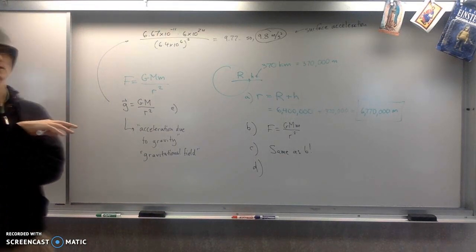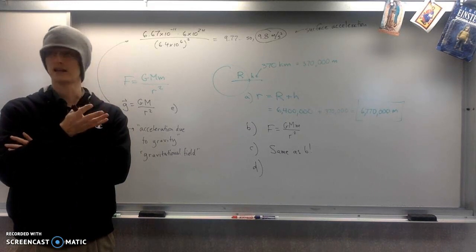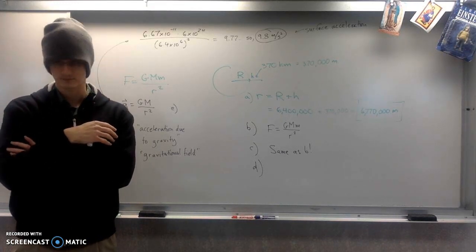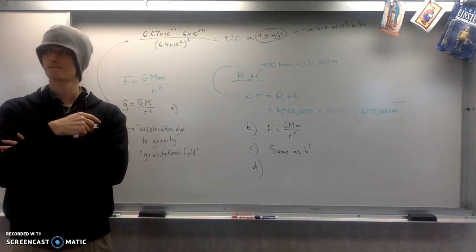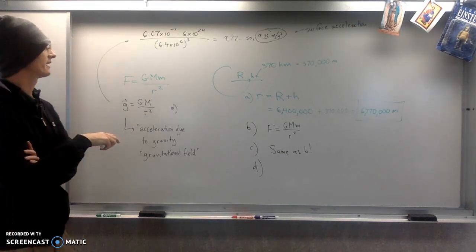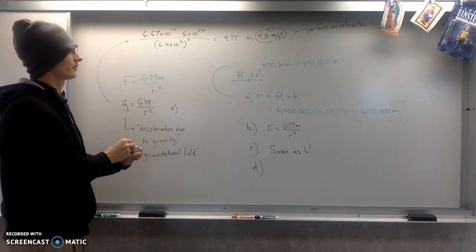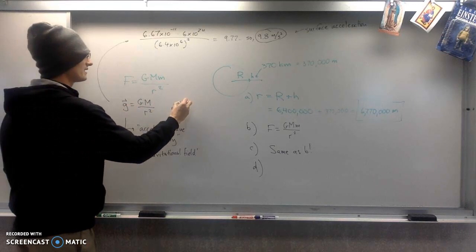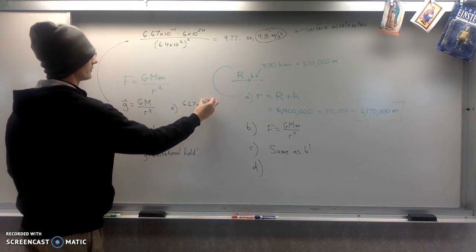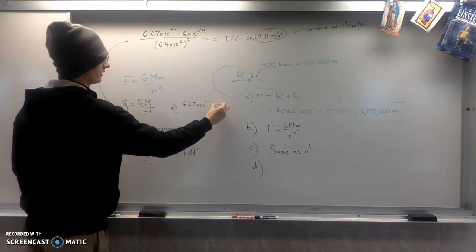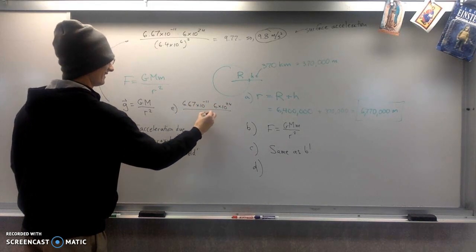Now, part E wanted to know what the acceleration due to gravity is up where the ISS is. Let's make a prediction. Is it larger or smaller than 9.8? Smaller. Got to be smaller, right? If you are further away, then it's got to be less than 9.8. Is it going to be 0? No. Is it going to be close to 0? Probably not. That's a good guess.